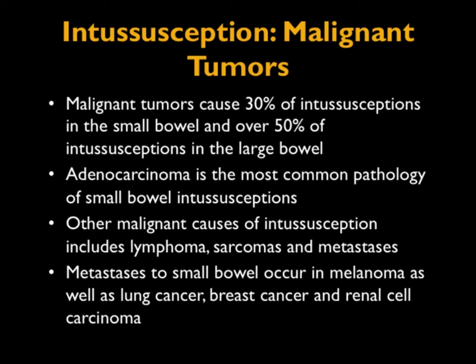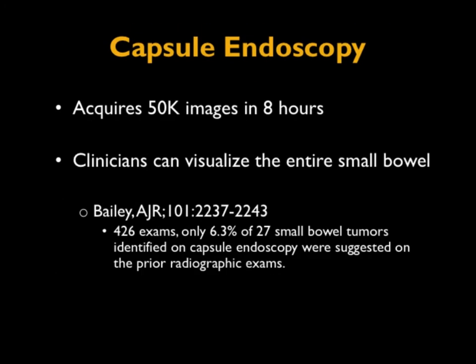Adenocarcinoma is the most common pathology for small bowel intussusceptions. Other causes include lymphoma, sarcomas, and metastases. And metastases to the small bowel occur in melanoma, number 1, and then lung cancer, number 2, but also breast and renal cell. And I would also say that when you have multiple intussusceptions, it could be metastasis, but I tend to favor lymphoma.